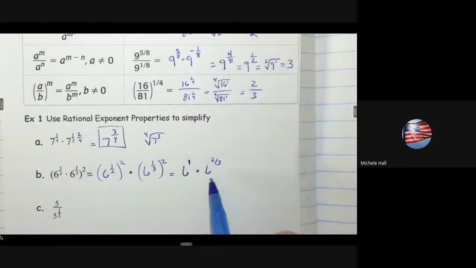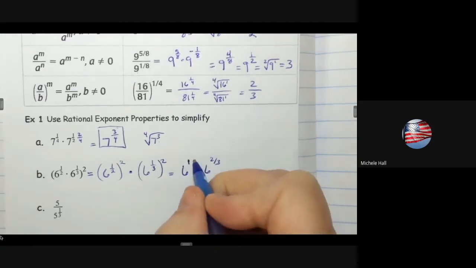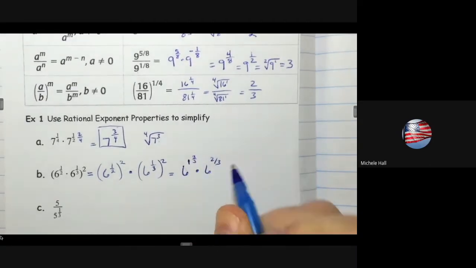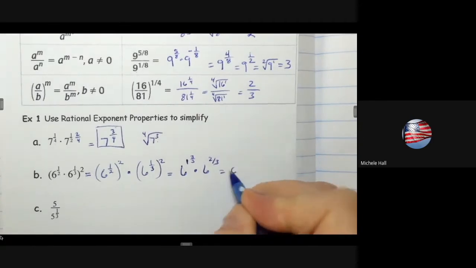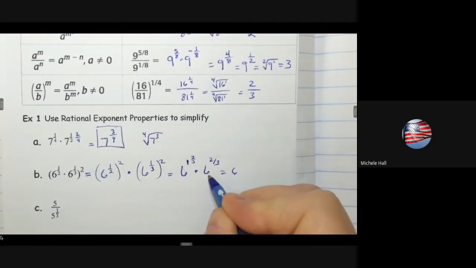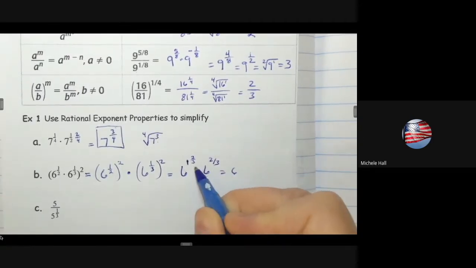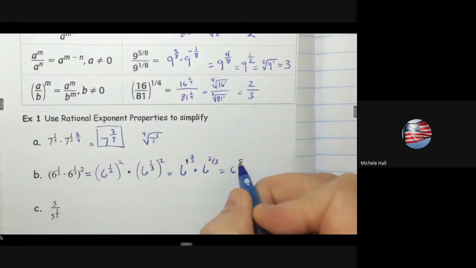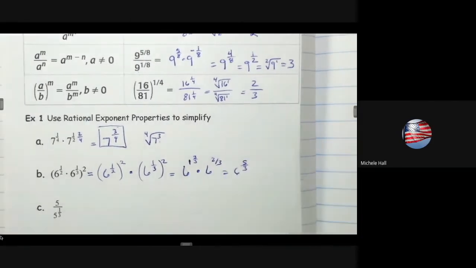And now I need to have a common denominator in order to add my exponents. I'm multiplying like bases. This is going to be 3/3. So I have 6 to the 3/3 times 6 to the 2/3. 3/3 plus 2/3 is 5/3. I see that I have an improper fraction. That means I'm going to be able to reduce.